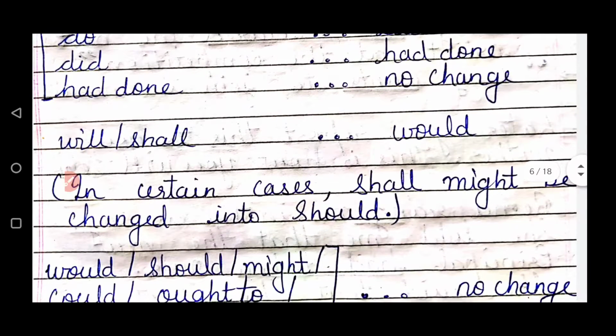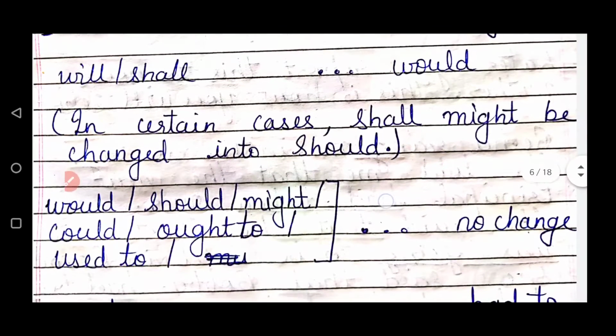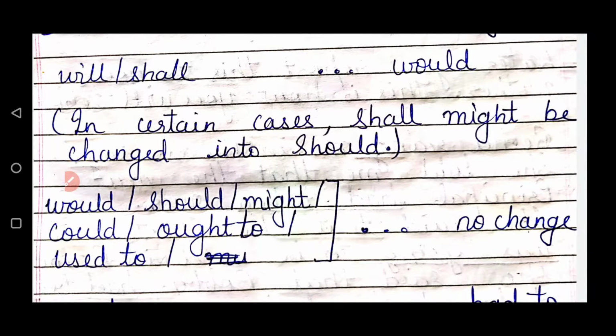Will, shall, future tense. Will, shall will change to would. In certain cases, shall might be changed into should. So normally will, shall changes to would, but only in certain cases it should be changed to should. That means if you understand the sentence, where it will change to should. If some moral obligation is there for you, then it will change to should.